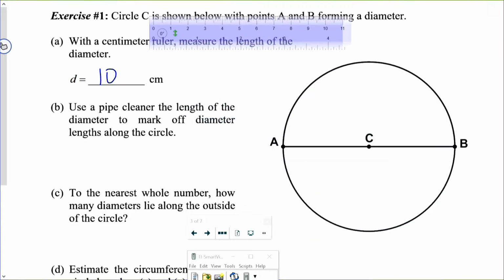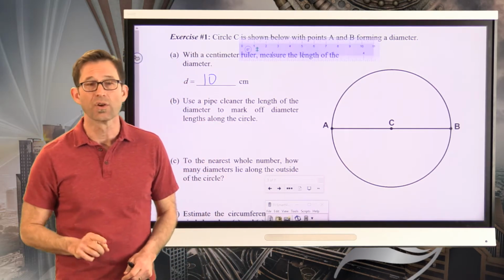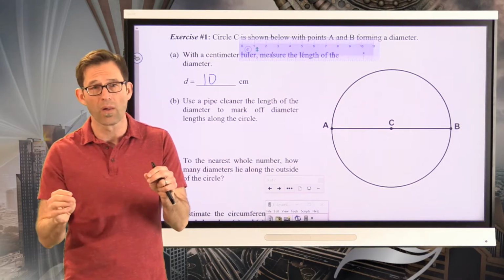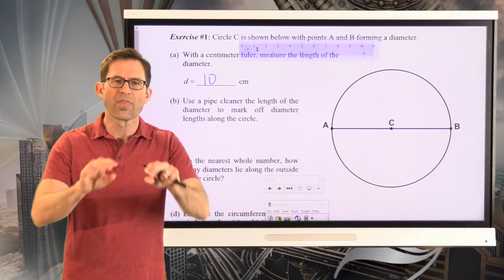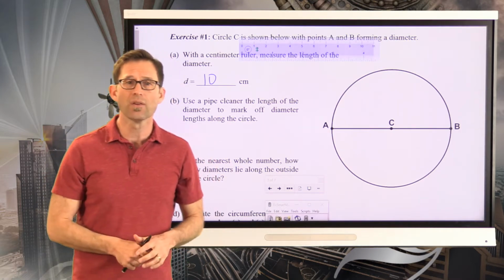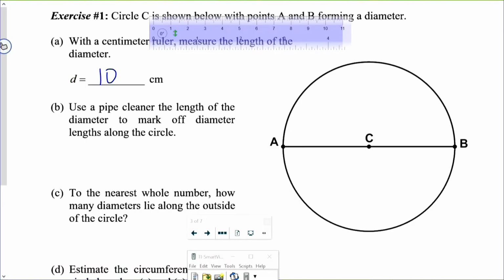Let me move that up out of the way. Now, this is where it gets a little bit tricky in this lesson. You're going to need pipe cleaners, those fuzzy things that are around metal, or something like that that can be bent along the shape of this curve. So let's look at letter B. Use a pipe cleaner the length of the diameter to mark off diameter lengths along the circle.